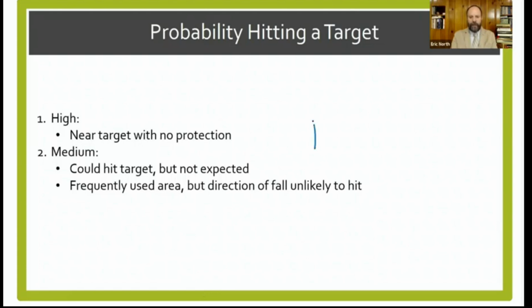So if you have a house like this, and we have a tree, there's the tree, and it's leaning this way, it could, I guess, in theory, fall this way under the right conditions, but it's unlikely. It would more likely fall this way. And so you might assess that as, well, it's a medium. Yeah, it's a big tree, could do some damage, but it's unlikely.